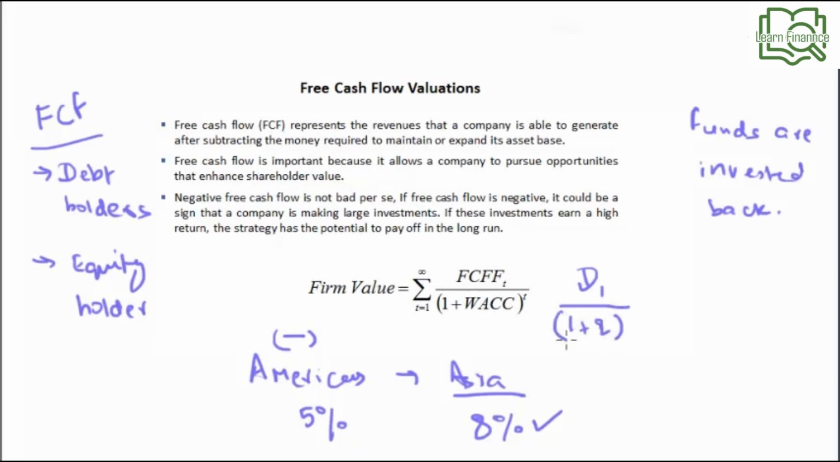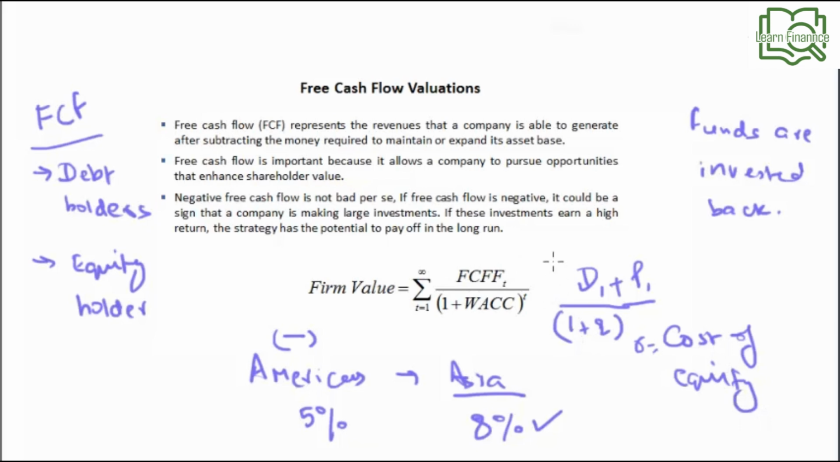With respect to a firm's value, this formula represents firm value, which is free cash flow to the firm divided by (1 plus WACC) raised to the power t. If we compare this with our dividend discount model, in that case we were discounting dividends and the price expected after 1 year by the cost of equity. So r represents cost of equity.